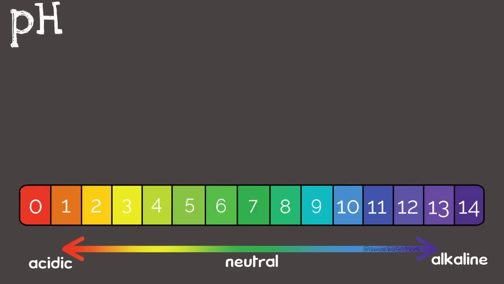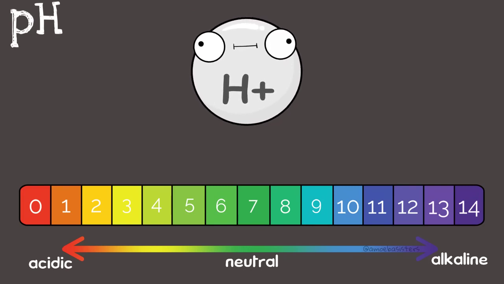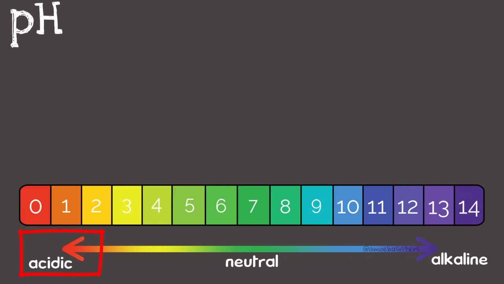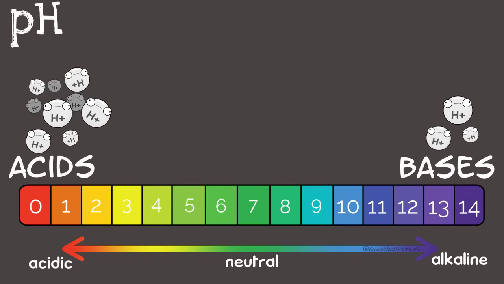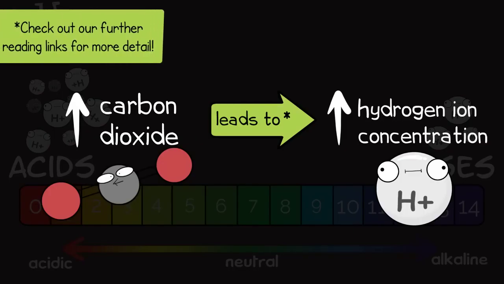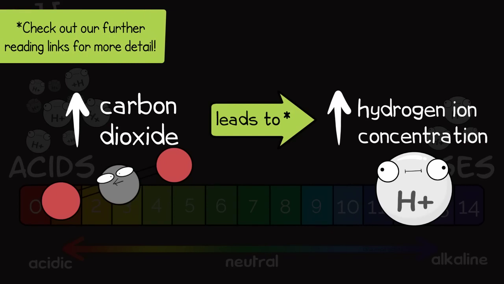So the pH scale is based on hydrogen ion concentration, H+. Acidic substances, shown here as lower numbers on this pH scale, have a higher H+ concentration compared to bases, which have a lower H+ concentration. Ultimately, the increase of carbon dioxide concentration in the blood increases the concentration of H+. If you want to learn more about why that happens, fascinating chemistry, check out further reading links.